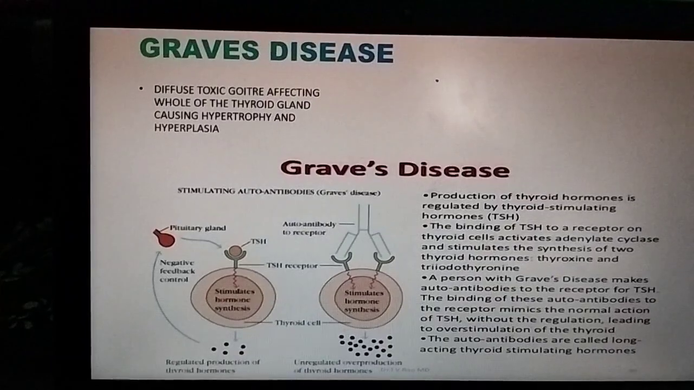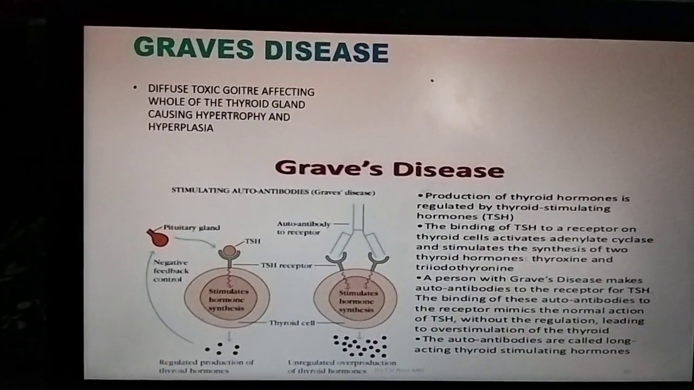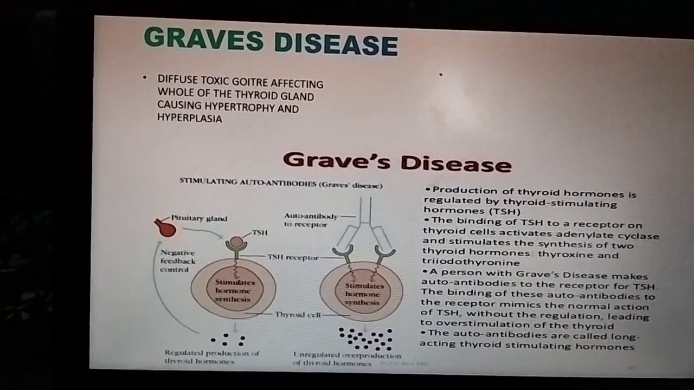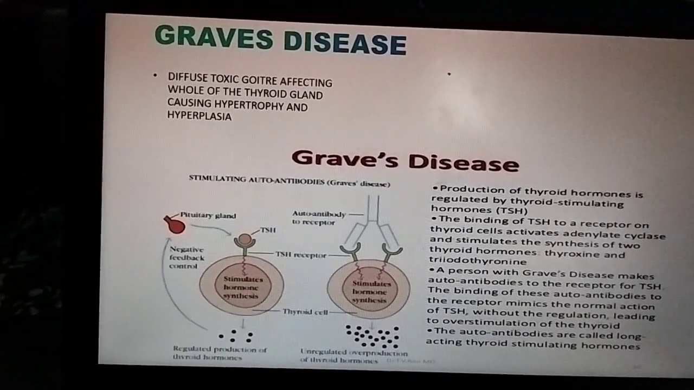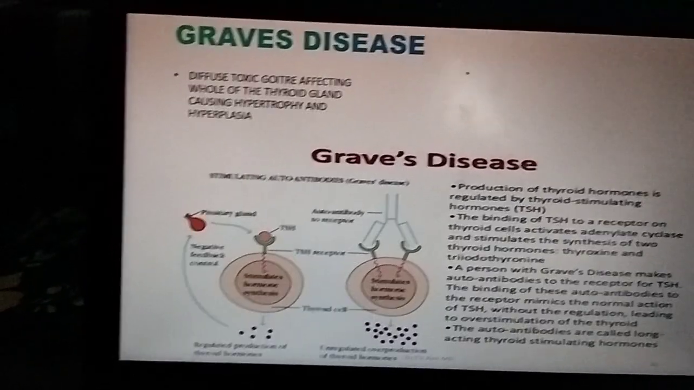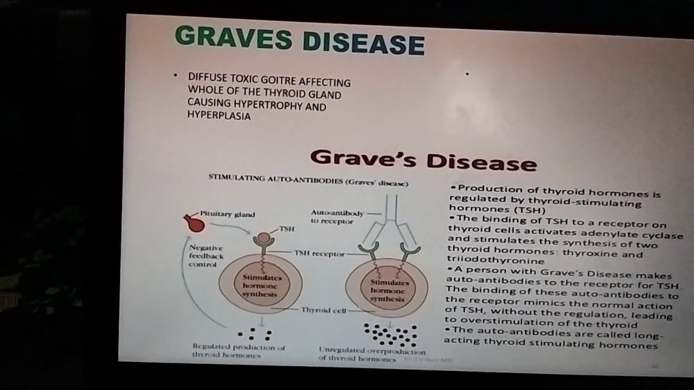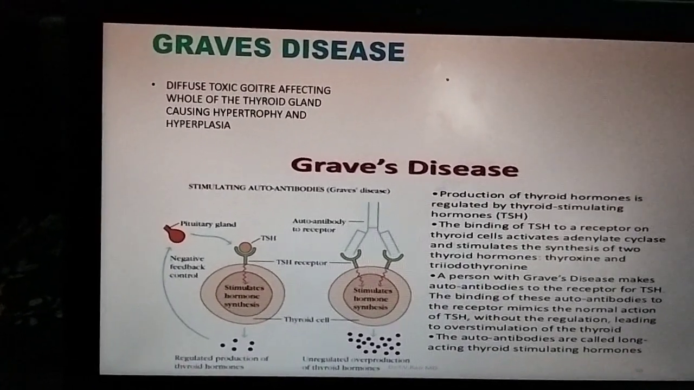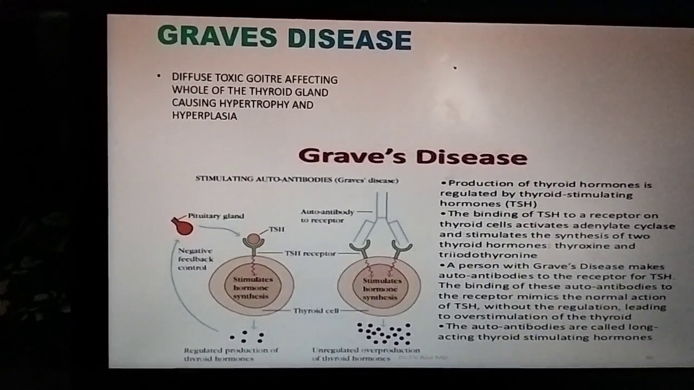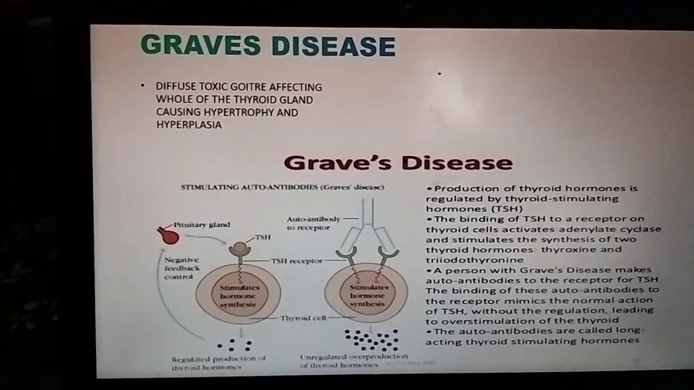But in a person with Graves' disease, the body makes autoantibodies, which attach to the TSH receptors and mimic the TSH receptors' action without regulation, which leads to overstimulation of the thyroid hormones. So these autoantibodies are all called LATS, that is long acting thyroid stimulators.